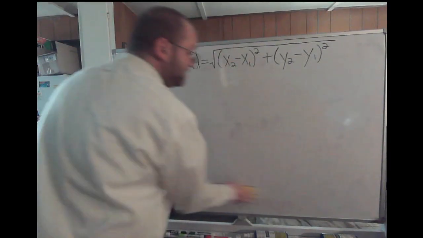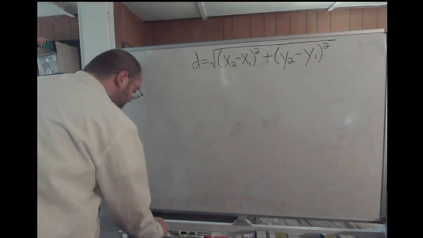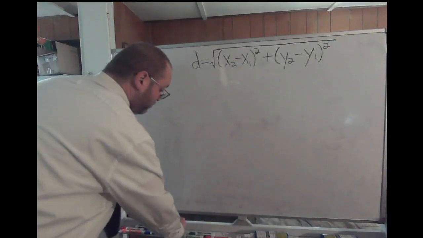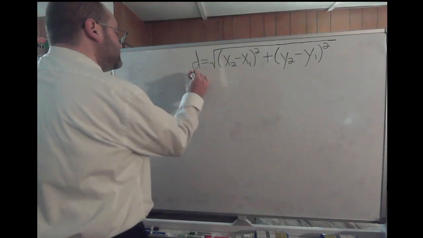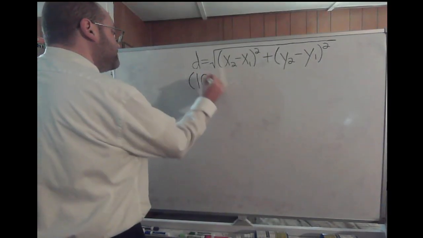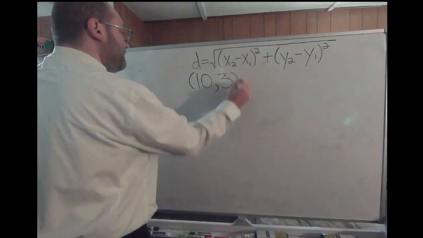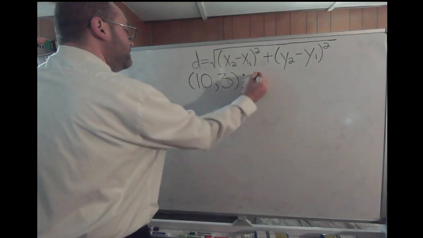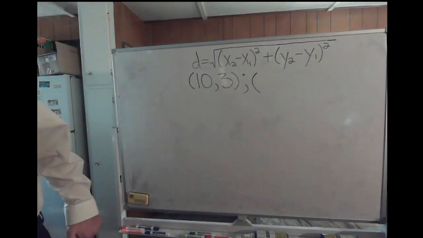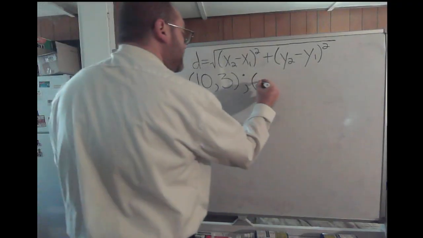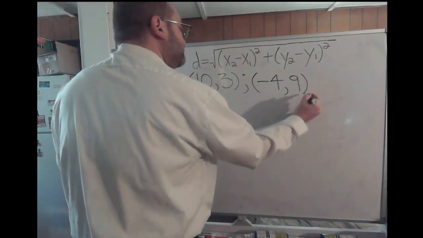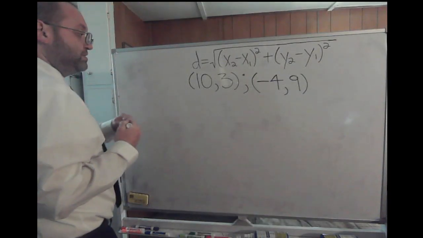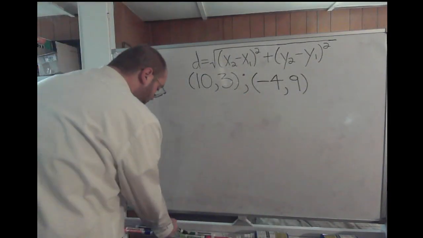And if you want to do the decimals and figure out approximately how far that is, you're more than welcome to, but we're just going to express it in the square roots. All right. This time we have the points (10, 3) and (-4, 9). So we have to find the distance between the points (10, 3) and (-4, 9).